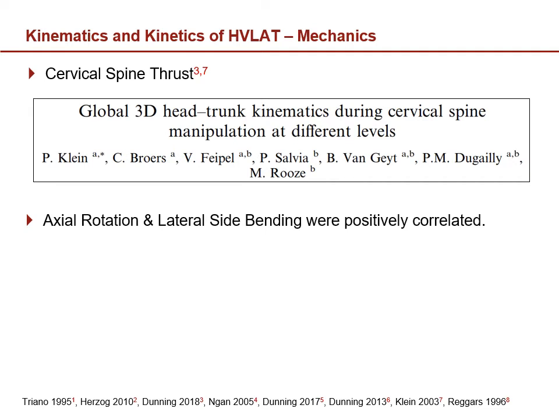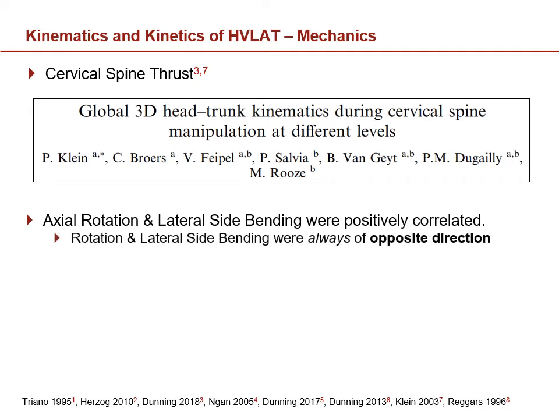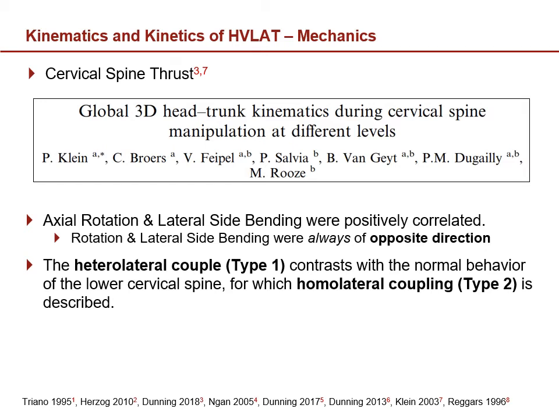Axial rotation and lateral side bending were positively correlated. Rotation and lateral side bending were always in the opposite direction. So the therapists or research personnel used type 1 coupling motion, which is counter to the natural type 2 coupling motions of the regions of C5 and C3. So the heterolateral coupling, or type 1, contrasts with normal behavior of the lower cervical spine, for which homolateral coupling, type 2, is described.